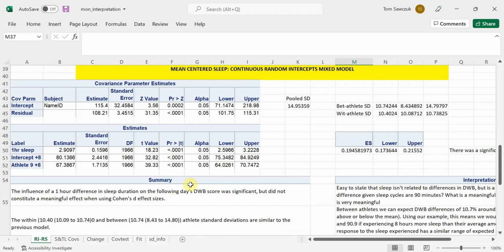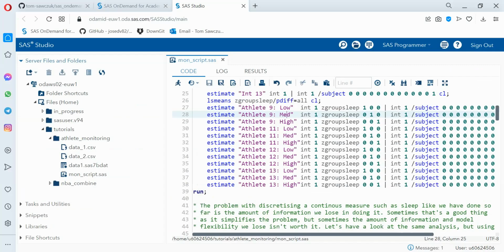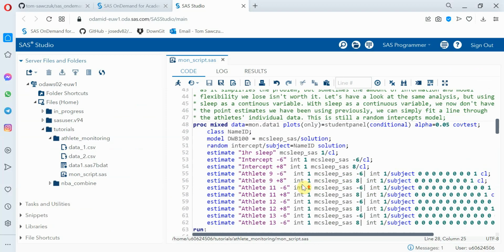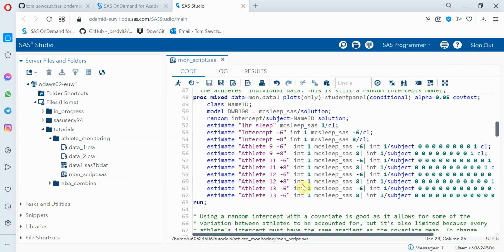Next, let's move on to the covariate model. So as we said before, the trend appears to be virtually linear between low, medium, and high sleep. So now what we could do is look at the model where we use the mean-centered sleep variable, the continuous random intercepts mixed model. And this is the model that starts at line 48 and finishes at line 63, if you want to run that in SAS.